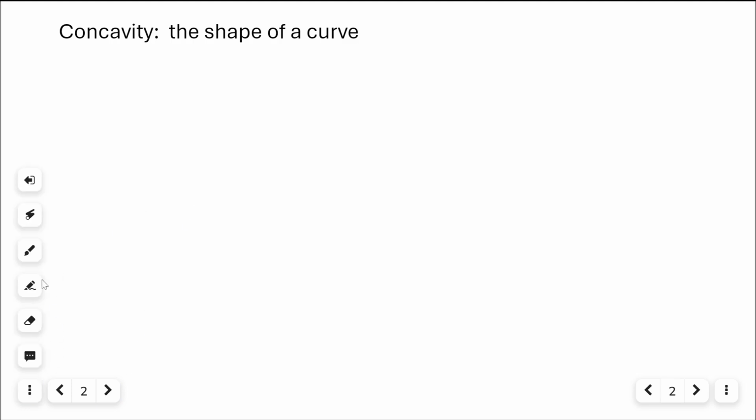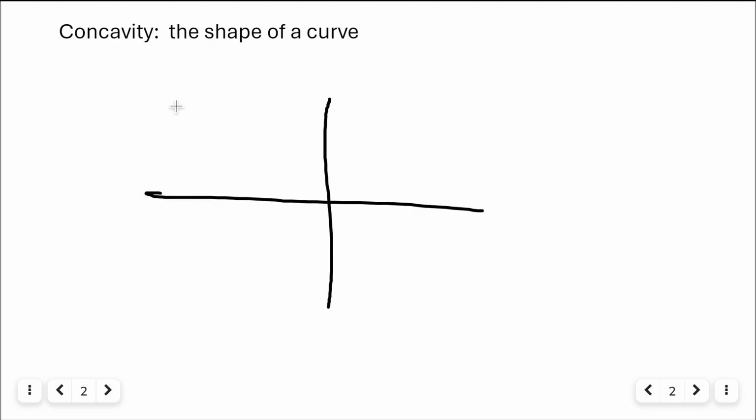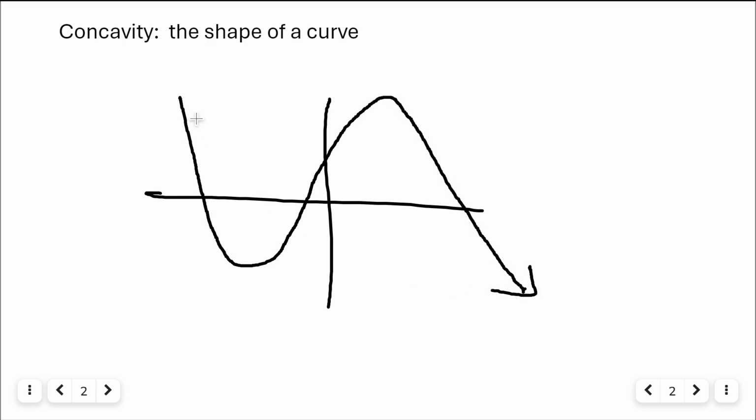Okay, so let's talk about concavity first. Concavity is, by definition, the shape of a curve. So let's take a look. Here is a curve. I'm going to draw something for you, and I'll call it f of x. I'm just going to draw it here on the picture. There we go. All right, there's my curve. I'm going to call this f of x.